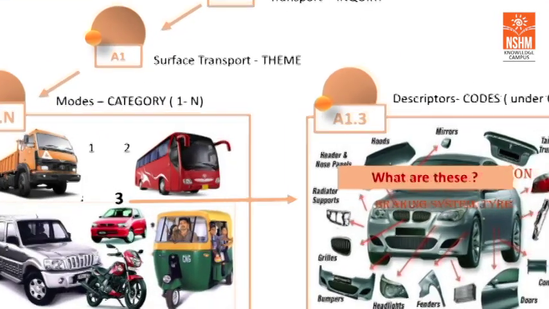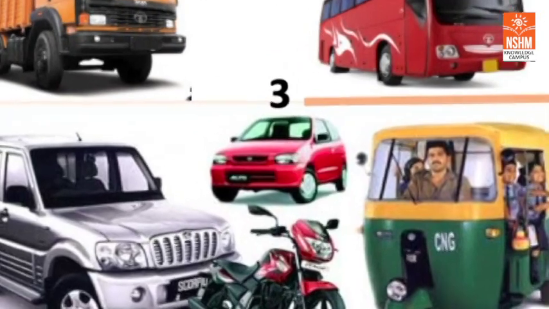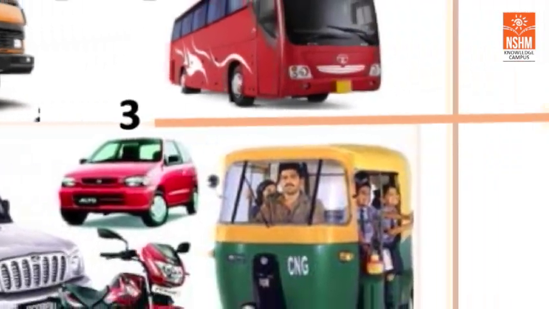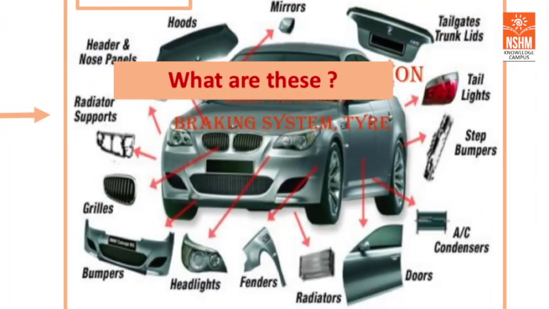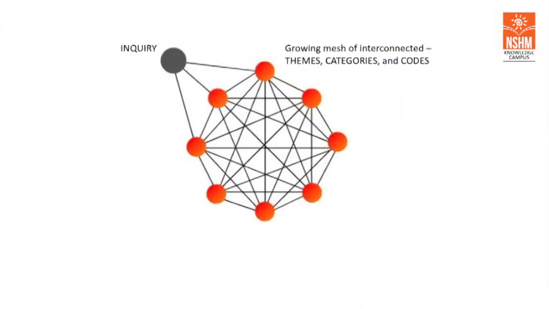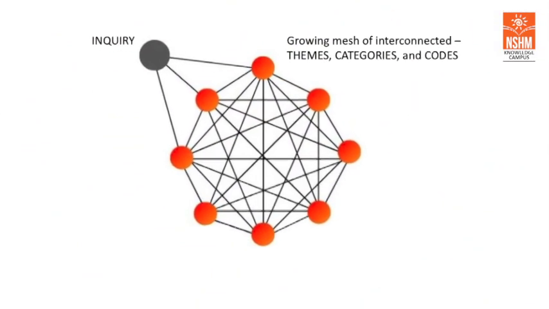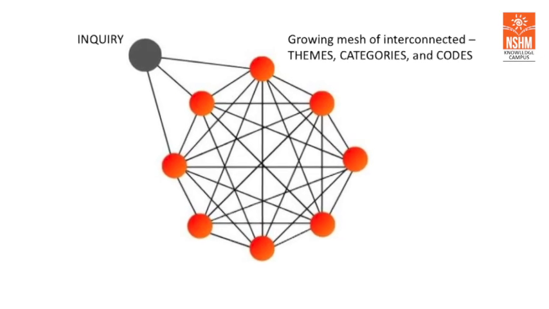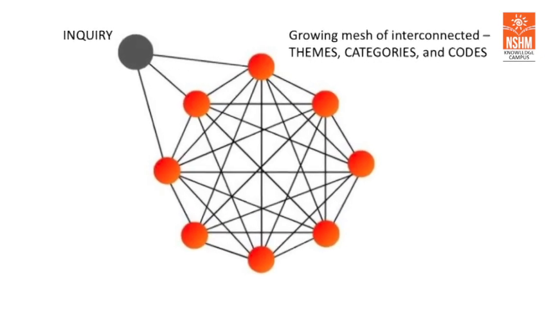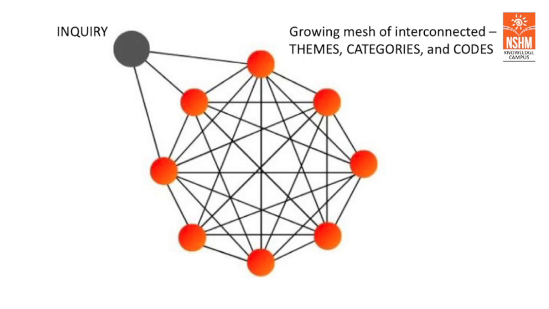Now, if you figure out that this inquiry is concerning cars, what are those different components, those codes or the spare parts? Likewise, we create a mesh network comprising those categories, and under those categories, those codes. And these codes can even be interrelated with the codes of other categories. So this is how this network grows, right?